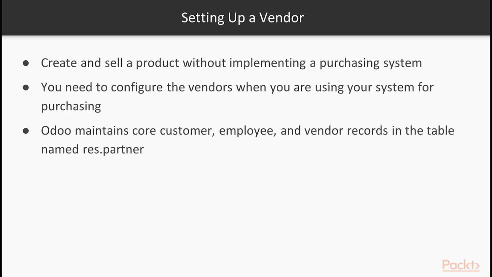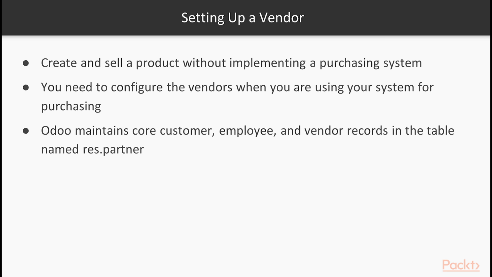Setting up a vendor. When you set up a vendor, you are determining the individuals or companies that are providing you with products. Sometimes vendors are also referred to as suppliers. In Odoo, it is perfectly possible to create a product and sell it without implementing a purchasing system. However, to begin using your system for purchasing, you will need to configure the vendors.